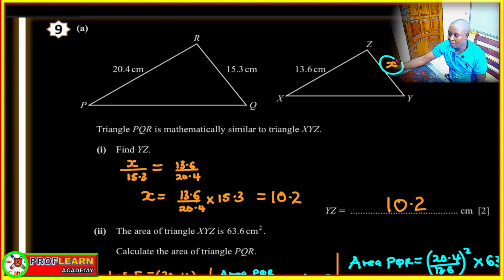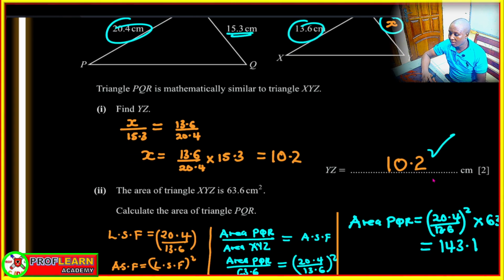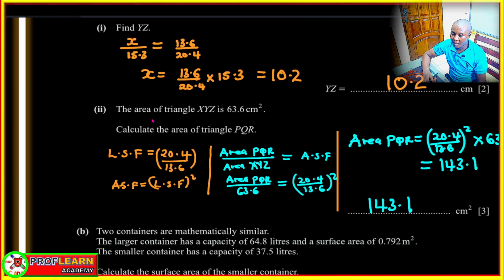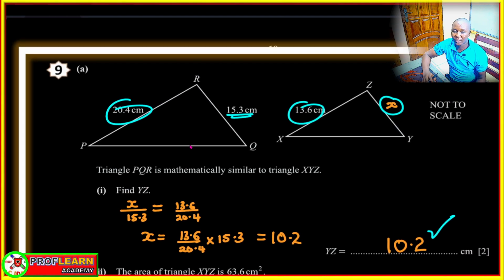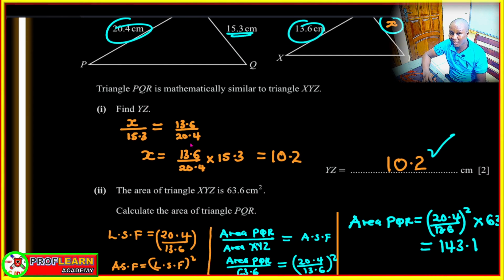We are finding x, so we are going to use x over the corresponding side, which is this. X over 15.3 is equal to 13 over the corresponding side. And if you work it out, we are going to get 10.2. Also, we have a concept to do with area scale factor. But something that you need to remember, a linear scale factor will be 20.4 over 13.6. You can use any corresponding sides so that you can get the linear scale factor.